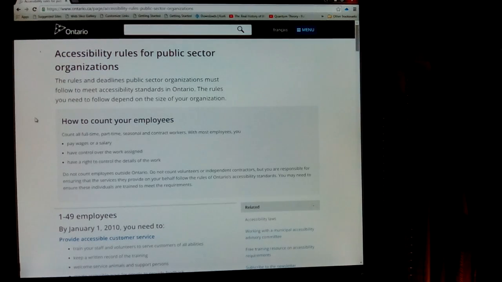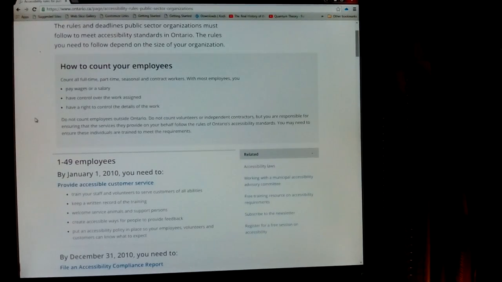Now let me ask you something. Are the courts, legal aid, do they come under public sector organizations? I believe they do. And the Law Society and the aspect for lawyers needs to be answered, because I guess if a lawyer's working by himself and has no employees, then I guess they think that they're exempt from the act. And that's the message that's given here.